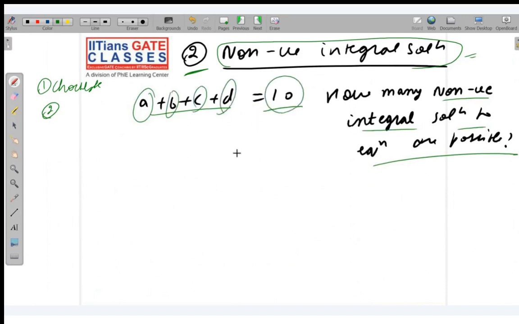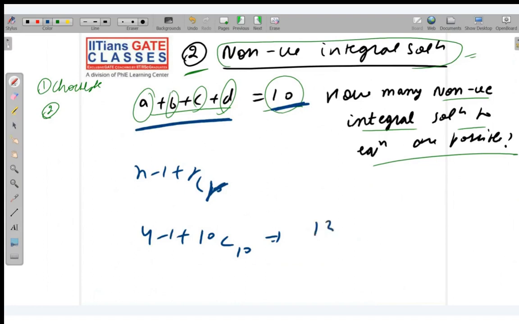Okay, so we want to pick 10 chocolates. How many ways? Same scenario. So what will be our answer? I will say n minus 1 plus r C r. What is n here? It is 4, so 4 minus 1 plus r, where r means the RHS, which is 10. N is the number of variables. So 13C10, which is nothing but 13C3. So 13 into 12 into 11 divided by 3 into 2 into 1.